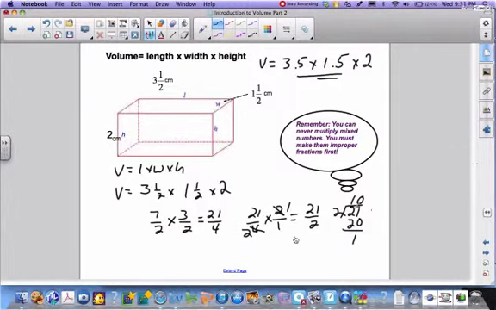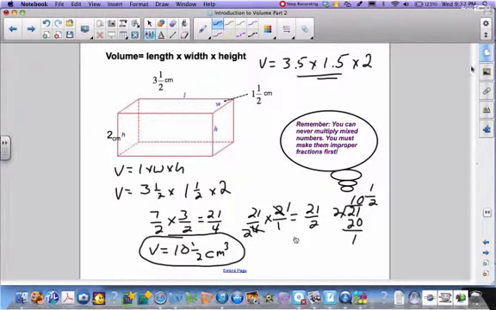And I'm going to take my remainder and write it over my divisor. So 3.5 times 1.5 times 2 is 10.5. So the volume of this rectangular prism is 10.5 centimeters cubed. When you're finding volume, it's always in cubic units.